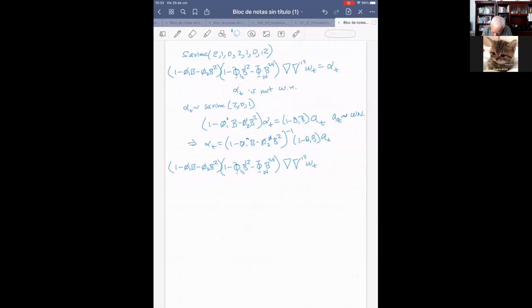So that's going to be equal to alpha t, and alpha t is 1 minus phi 1 star B minus phi 2 star B squared, inverse, to the minus 1, times 1 minus theta 1 B a t. Okay, so now what I do is I rewrite this thing, putting this on the other side of the equation.